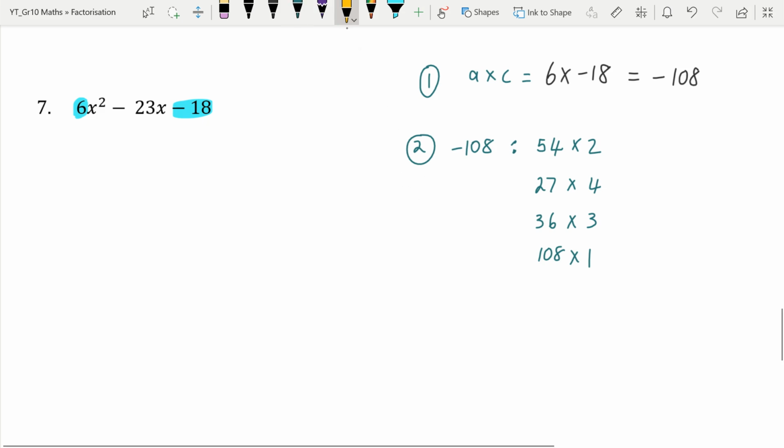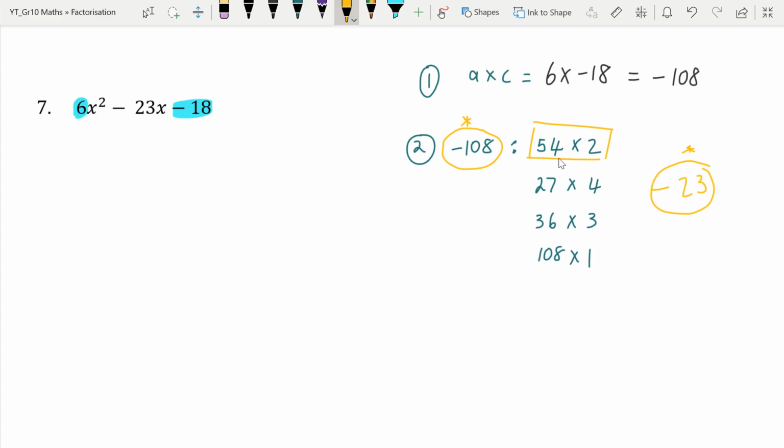Now, what do we need to do again? We need to add or subtract those factor pairs to get back to our middle term of negative 23. But remember, if we multiply them, it needs to get us back to the negative 108. So if we add or subtract them, it needs to get us back to that b value. So, 54 and 2, is that ever going to get us back to 23 if we add or subtract? No, 54 plus 2, 54 minus 2, no, it's way too big.